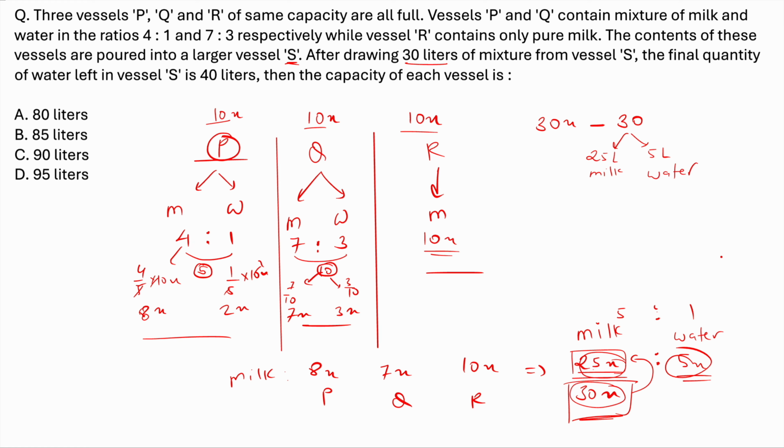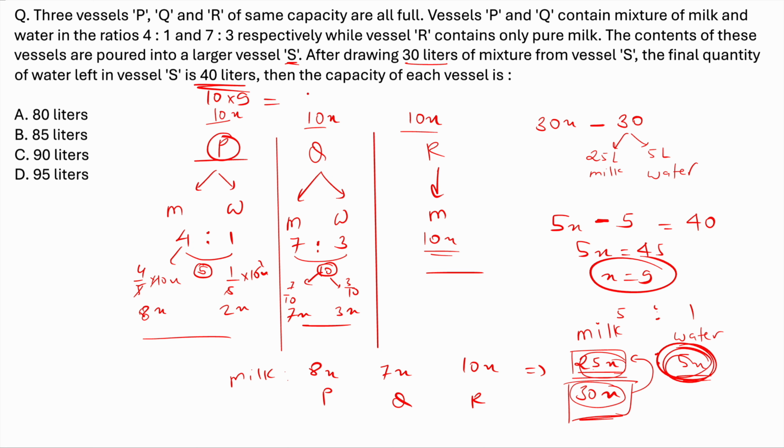The question is saying the final quantity of water left in S is 40 liters. The initial quantity of water before removing is 5x. From that you are removing 5 liters of water, and now finally we have 40 liters of water content. So 5x, the initial water content, minus 5 liters of water removed is 40. If 5x minus 5 is 40, 5x is 45 or x is equal to 9. If x is 9, the capacity of each vessel would be 10 into 9, which is simply 90 liters, and that is option C. That's the answer, option C, and that's how we do it.